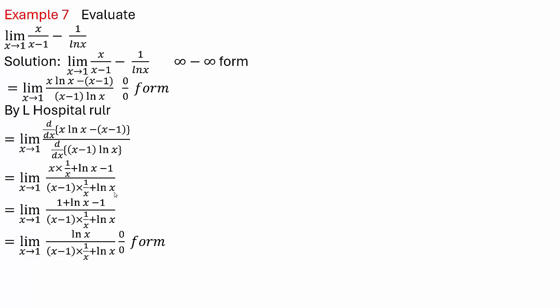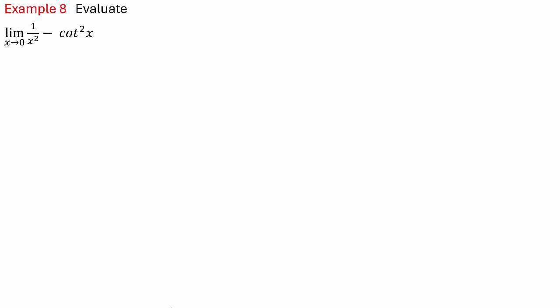After simplifying, we will get limit x tends to 1 log of x divided by x minus 1 into 1 by x plus log of x. It is 0 by 0 form, and hence again applying L'Hospital rule, we will get limit x tends to 1, derivative of numerator 1 by x, derivative of denominator is 1 by x plus 1 by x square, which is equal to 1 divided by 1 plus 1 equal to 1 by 2.